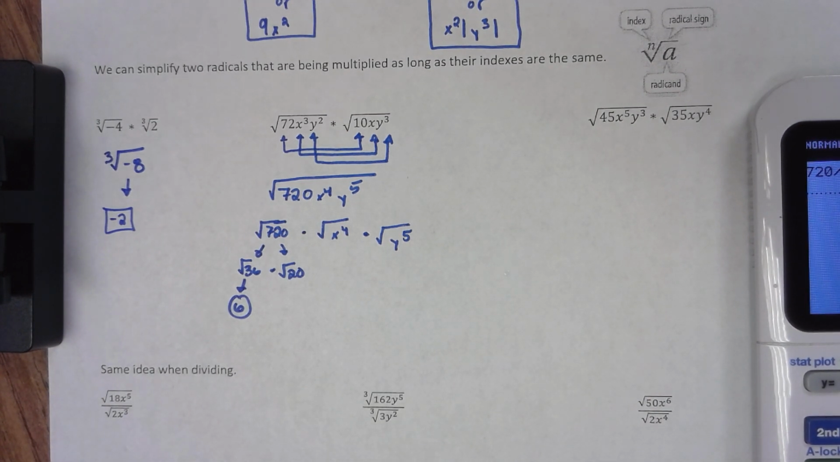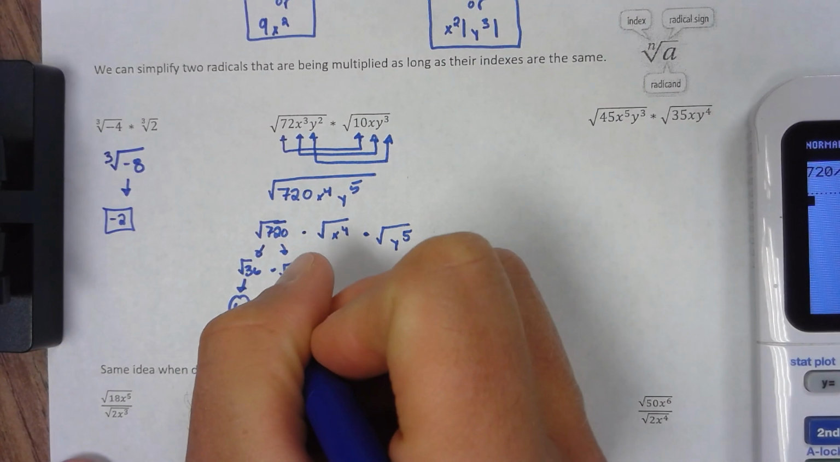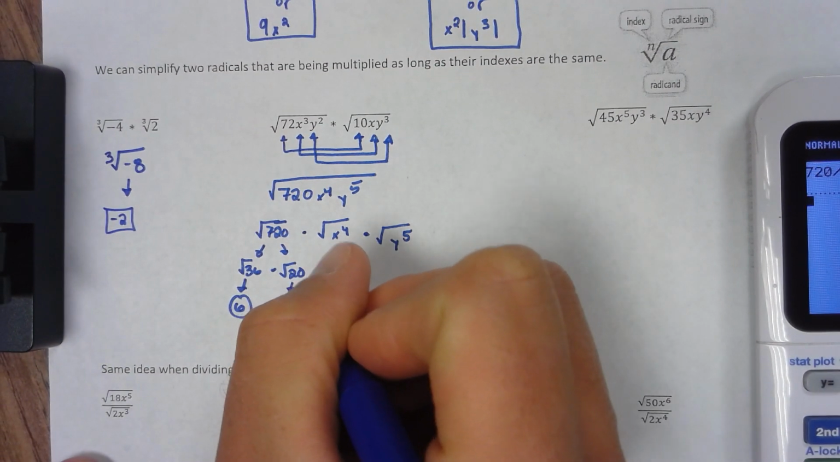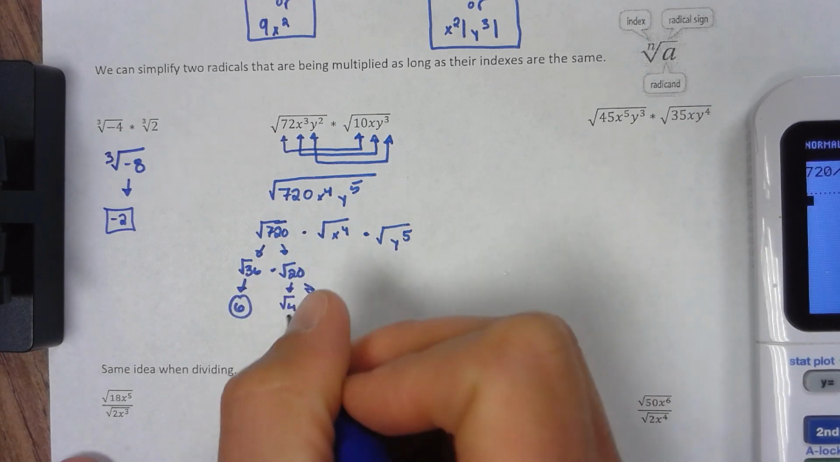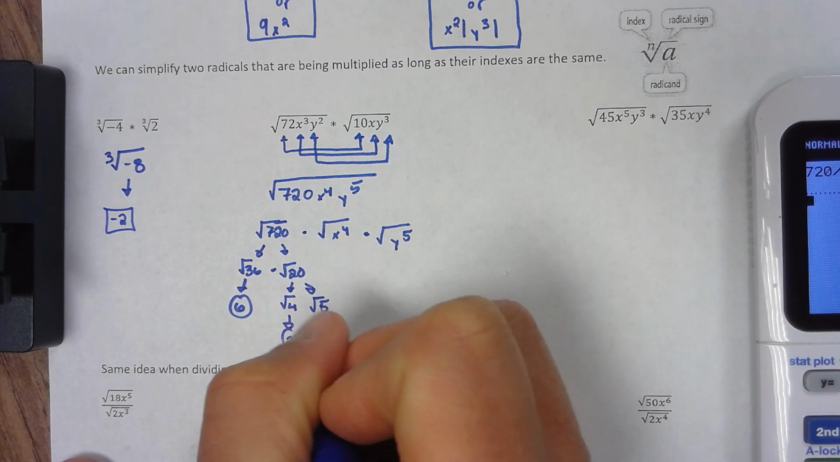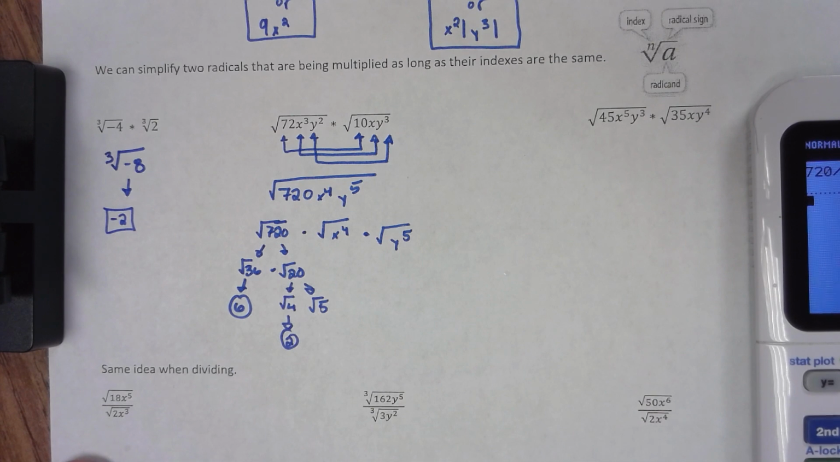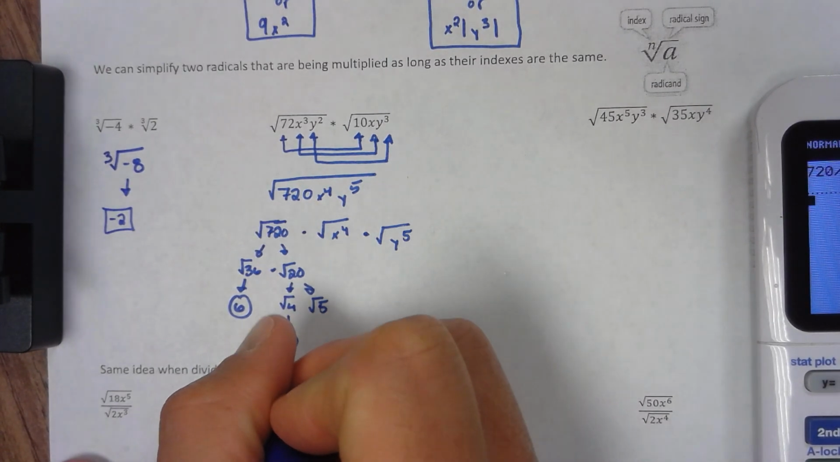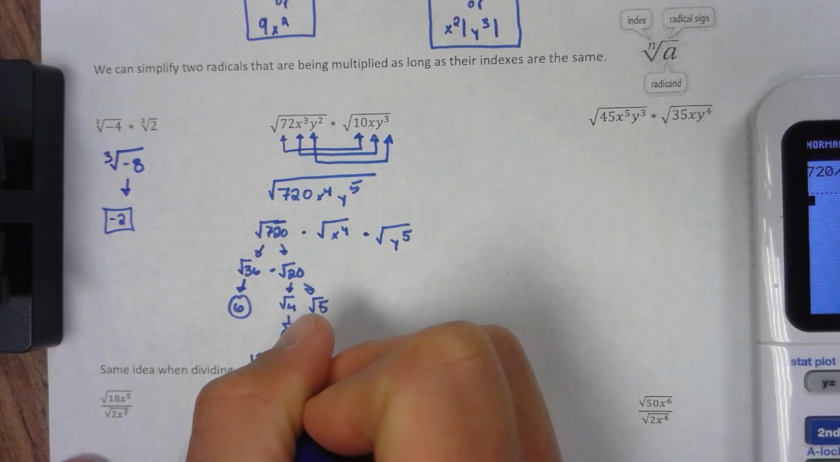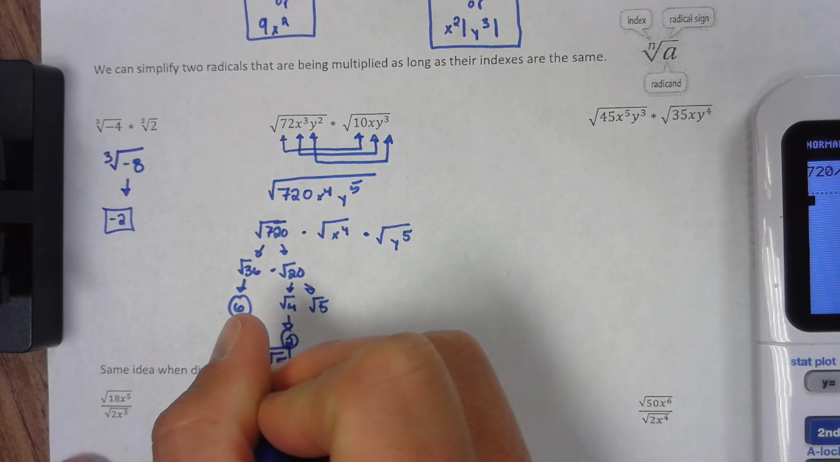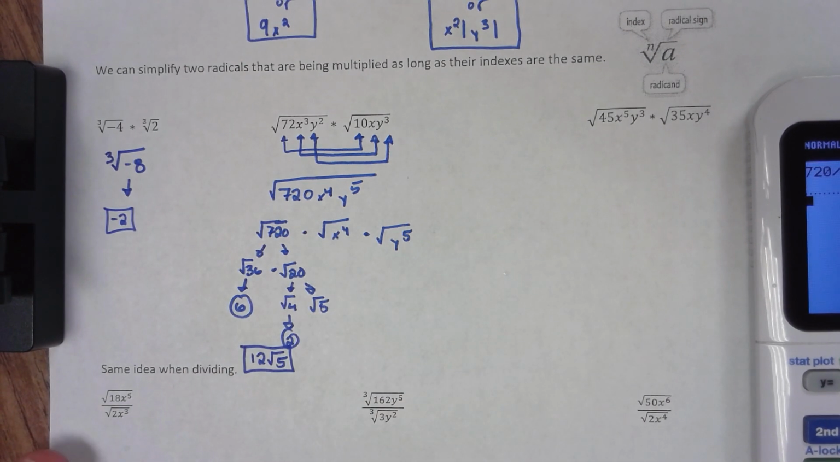I picked that 36 because the square root of 36 is 6. The square root of 20, I have to ask myself, are there any perfect squares that still divide that 20? And there is. I can factor 20 to be root 4, which is a perfect square, times root 5. So root 4 is 2. So 2 times 6, root 5. So this is really 12 times the square root of 5. That is what the square root of 720 gets.